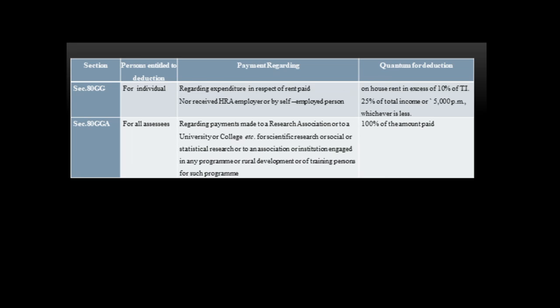Next one is 80GG. 80GG is regarding the expenditure in respect of rent paid. The persons who are eligible are individuals alone, and they must not have received house rent allowance. They will be considered for this section. For the quantum of deduction, there are provisions. The first one is the excess of rent paid over 10% of total income. The second one is 25% of total income, or a maximum amount of 5,000 per month, and whichever is the least amount is going to be considered for deduction.